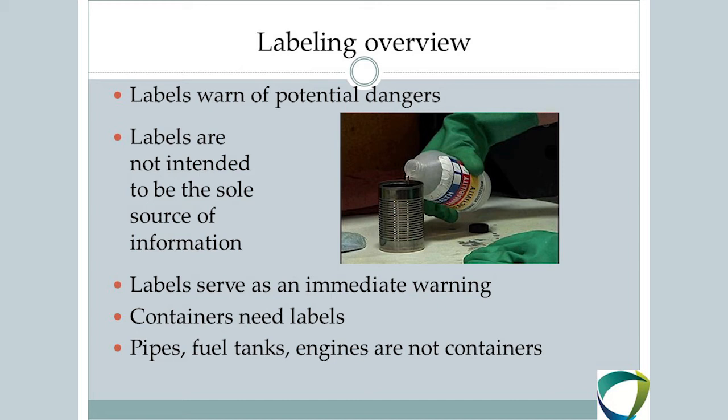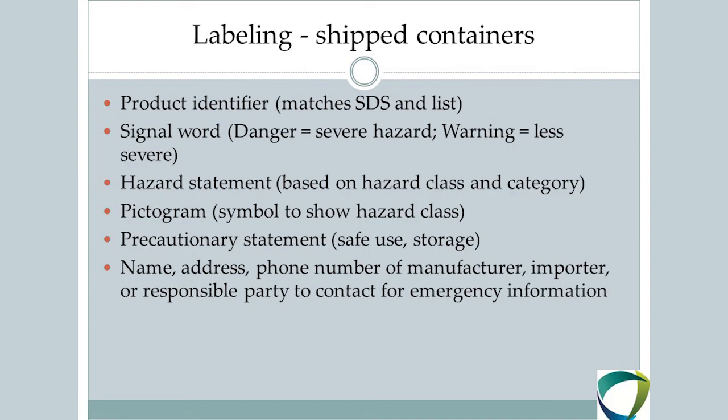Container means any bag, barrel, bottle, box, can, compressed gas cylinder, drum, reaction vessel, storage tank, or the like that contains a hazardous chemical. However, pipes or piping systems in engines, fuel tanks, or other operating systems in a vehicle are not considered to be containers. Chemical manufacturers or importers classify chemical hazards, and they use that information to prepare the labels that you see on shipped containers of hazardous chemicals.